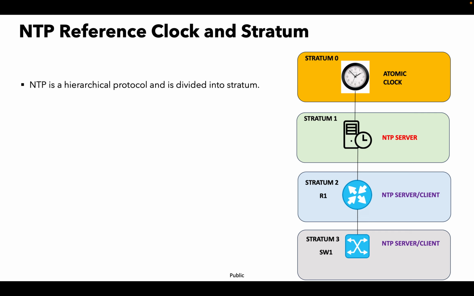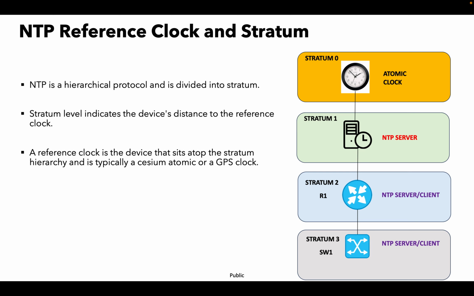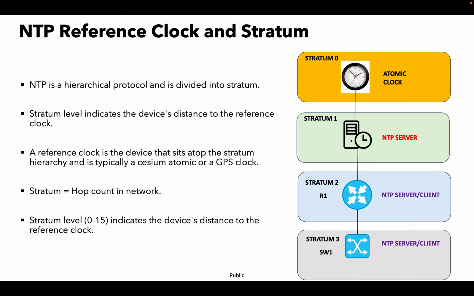So a reference clock is a device that sits atop the stratum hierarchy and is typically a cesium atomic or a GPS clock. So a stratum is simply one layer, or you can say hop count, in the network of layers that distribute time across a network of devices. Stratum tells you how many NTP hops away a machine is from the authoritative time source. Here the stratum level 0 to 15 indicates the device distance to the reference clock.